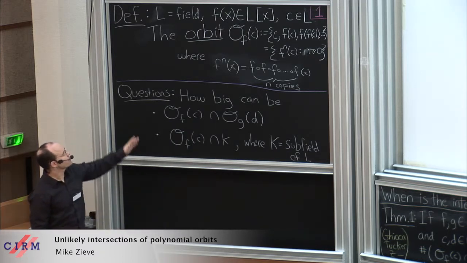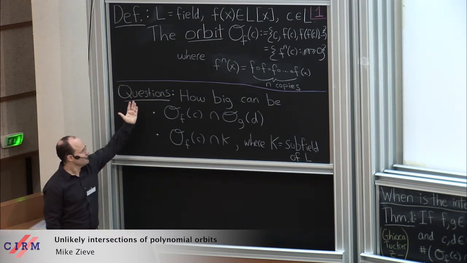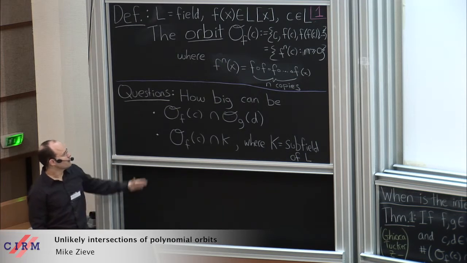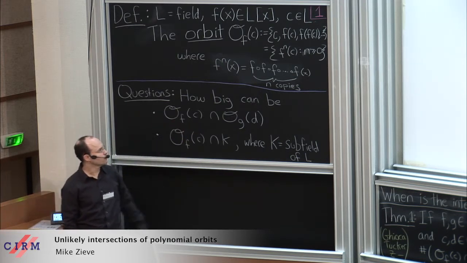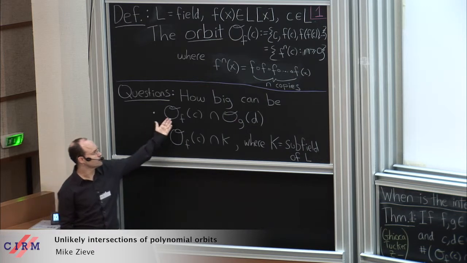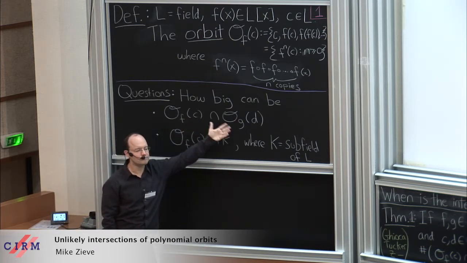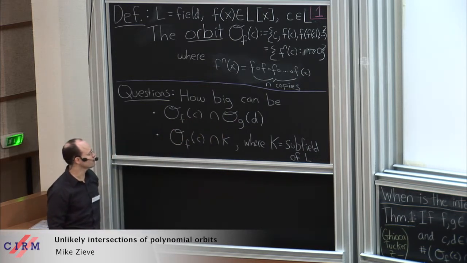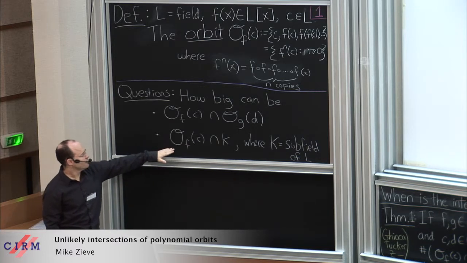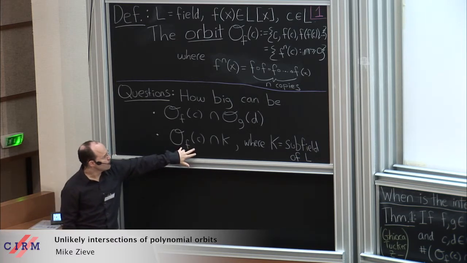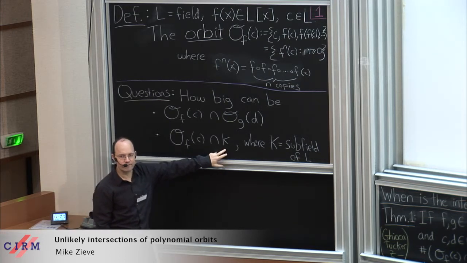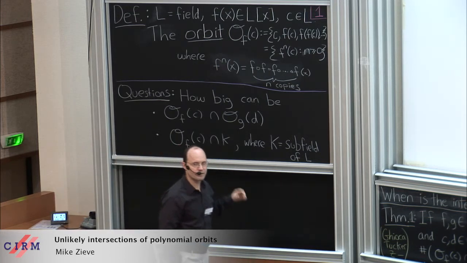And the basic questions I'll talk about are: how big can the intersection be between two polynomial orbits, that is, orbits of points under two different polynomials? And how big can the intersection be between one orbit and a subfield? Okay, so how many points in an orbit can be in a subfield?